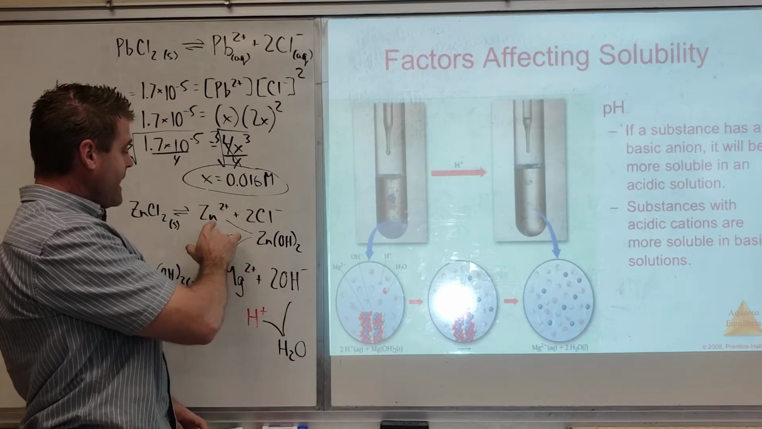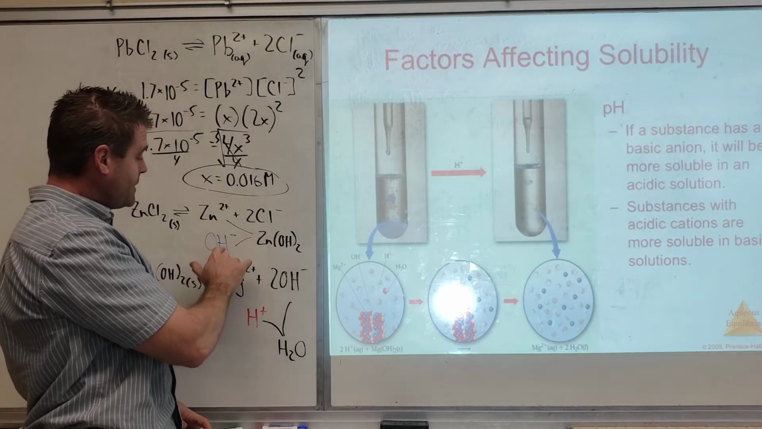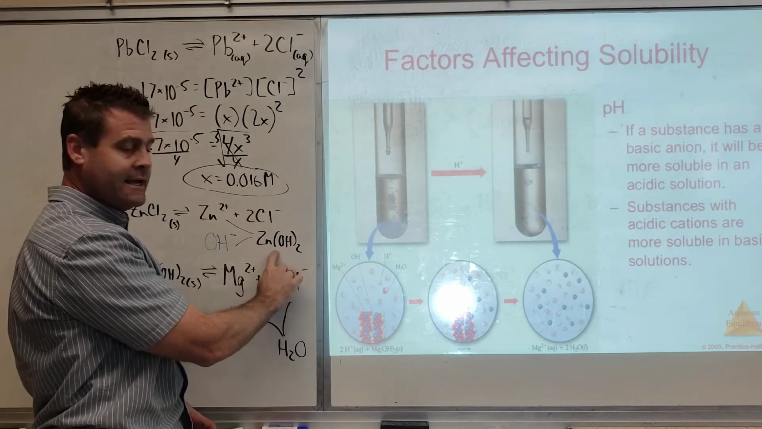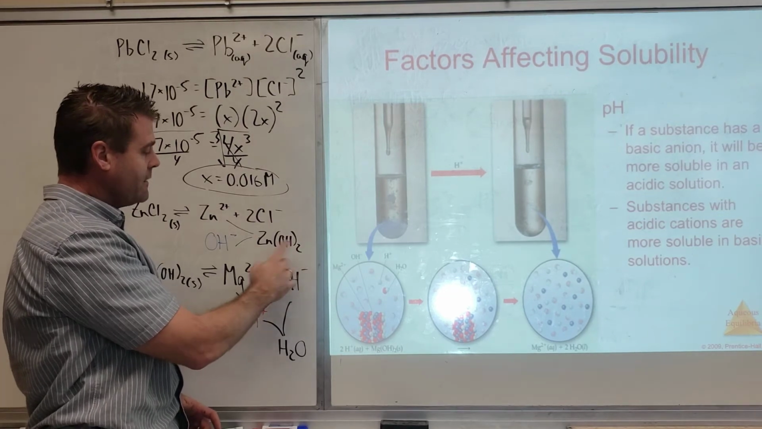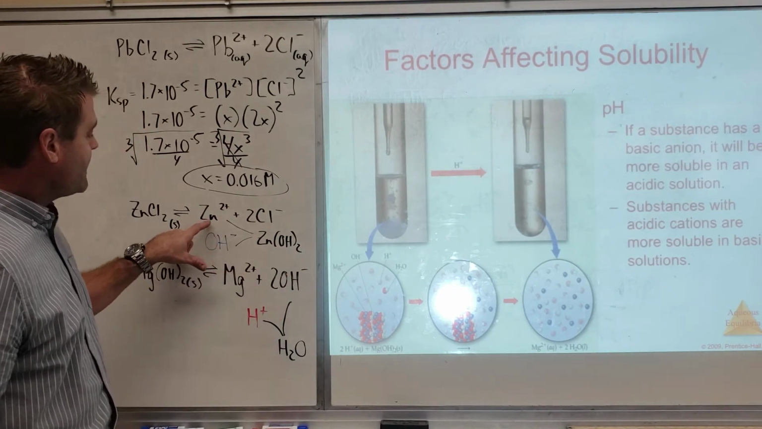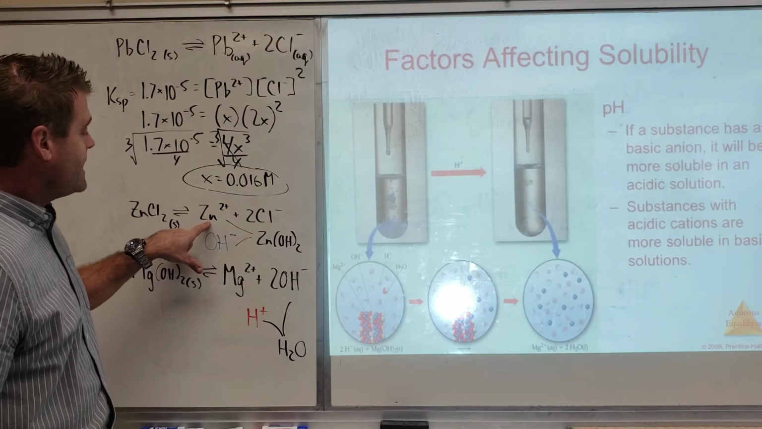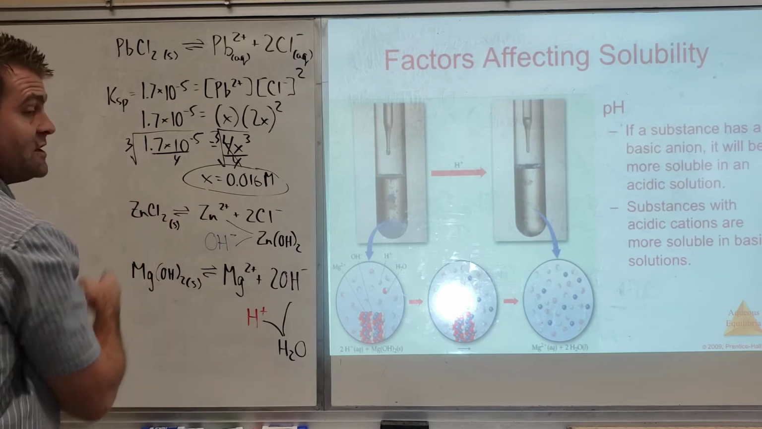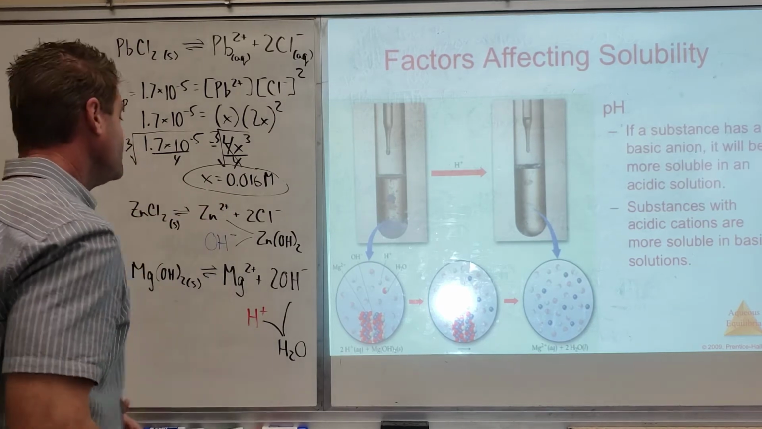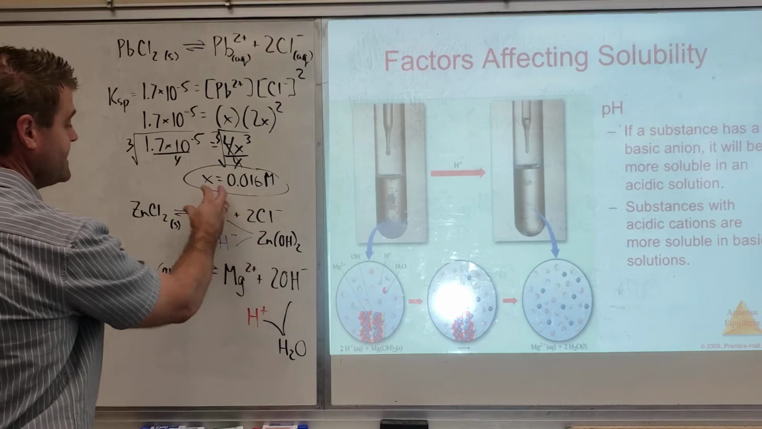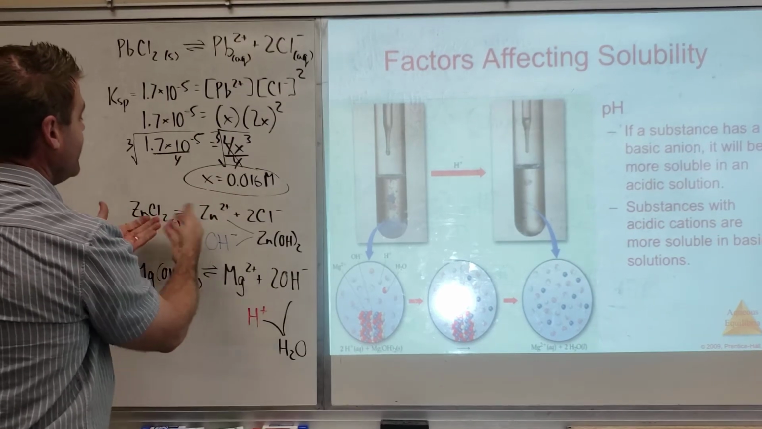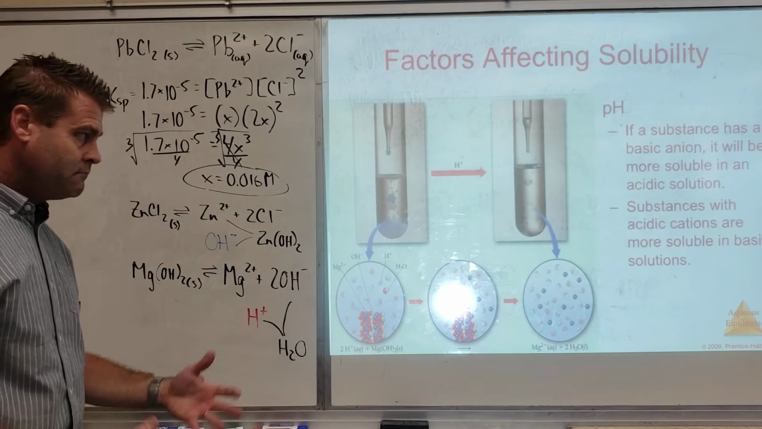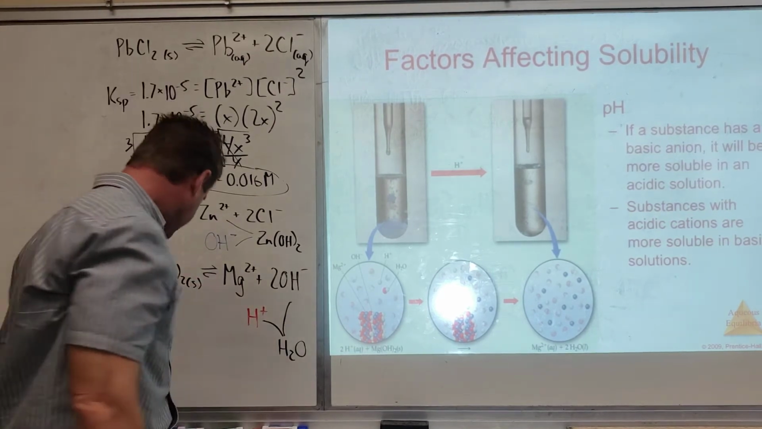So what's the effect of adding this to a basic solution? Some of that hydroxide ion will combine with the zinc ions, pulling the zinc ions out of solution, forming this insoluble, relatively insoluble zinc hydroxide. So the effect is you're reducing the amount of zinc ions present. What's going to be the result? According to Le Chatelier's principle, is it going to shift to minimize the disturbance? The disturbance was pulling zinc ions out of solution, so it's going to shift to the right, and in effect, more of your zinc chloride dissolves. Okay, and so that's what you would expect in a basic solution.